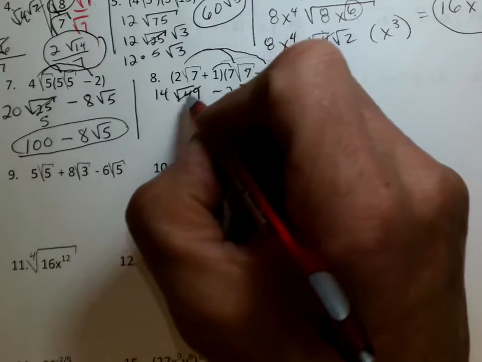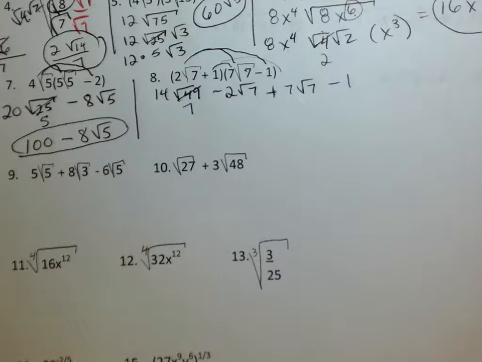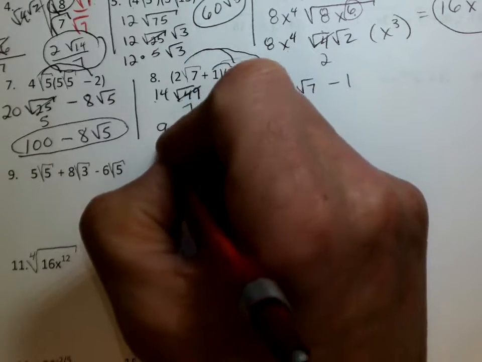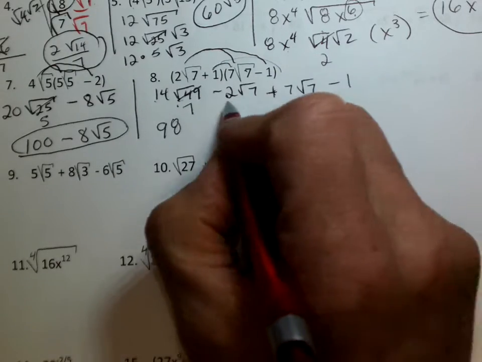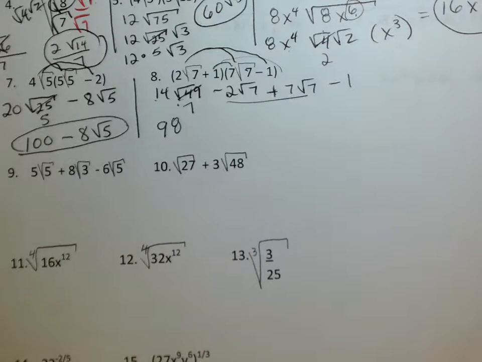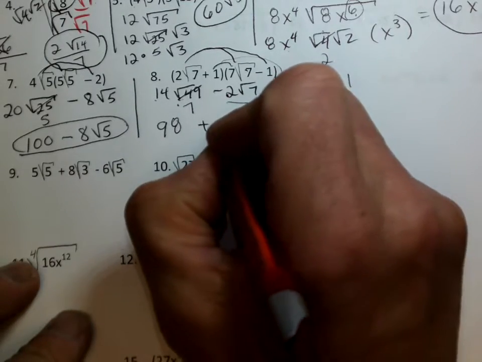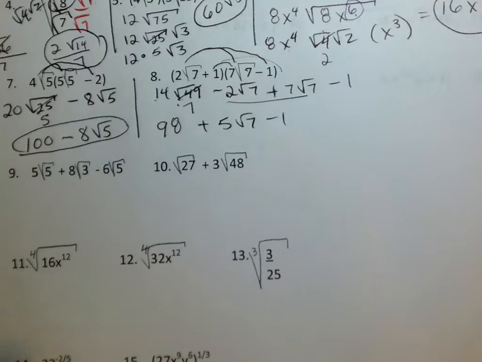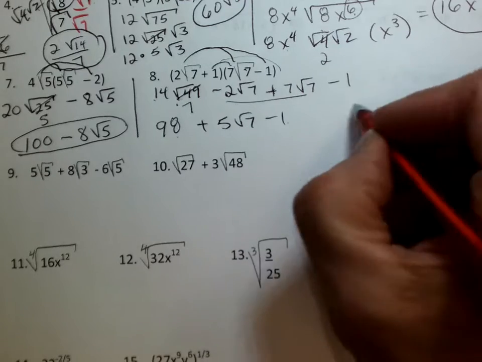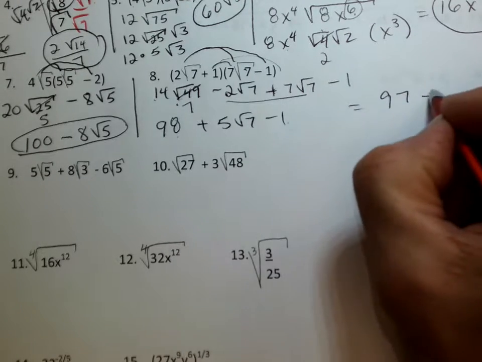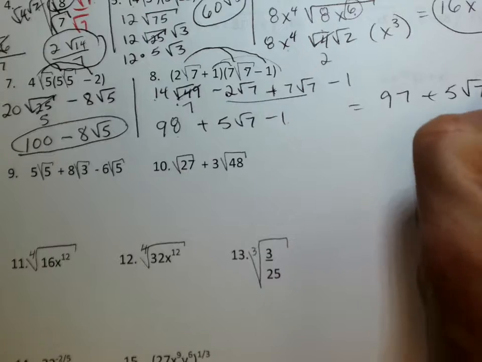Okay, square root of 49 is 7. And what is 14 times 7? I don't know. 343, I think. Hold on. 14 times 7. Nope, I wasn't even close. 98. There's my 98. Okay. These two are the same. So if they are the same, you can add or subtract them. So that's going to make a positive 5 square roots of 7 minus 1. Finally, I'll make this a 97 plus 5 square roots of 7.